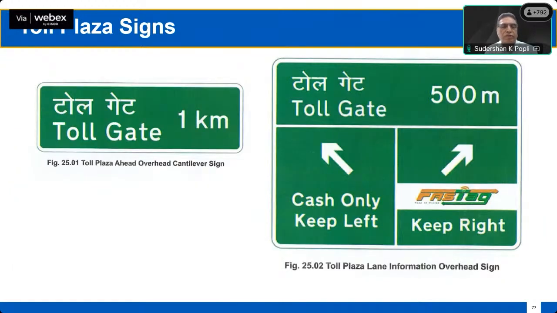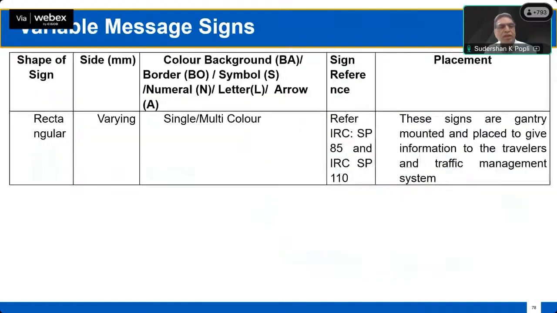You have to place a sign 1 kilometer before the toll gate, then another at 500 meter. Then the variable message sign, for which it is also given whether it should be single color or multicolor, and how many lines one can read. Preferably it should not be more than 2 lines, because speeds are so high that a driver cannot read more than 2 lines, and accordingly these are to be placed.